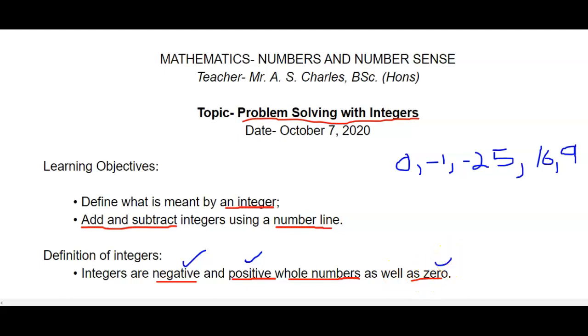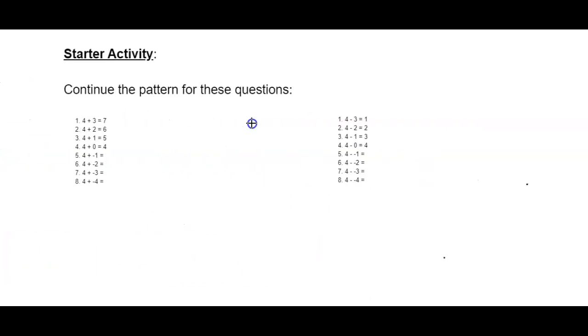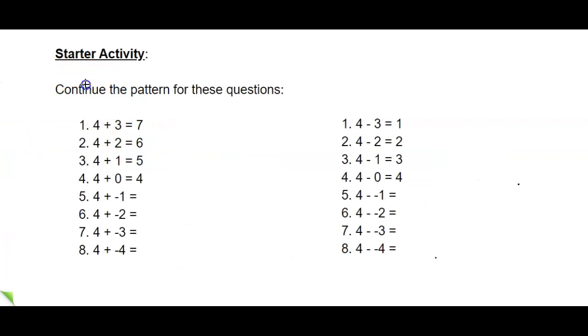Good. So let's continue. We have a starter activity that we will complete, first by identifying the pattern. So 4 plus 3 is 7, 4 plus 2 is 6, 4 plus 1 equals 5, and 4 plus 0 equals 4. So we have 7, 6, 5, 4. If we continue along that pattern, we would get 3, 2, 1, and 0.